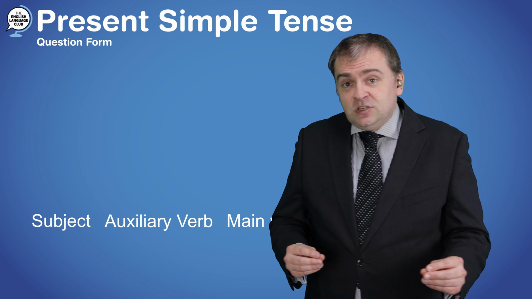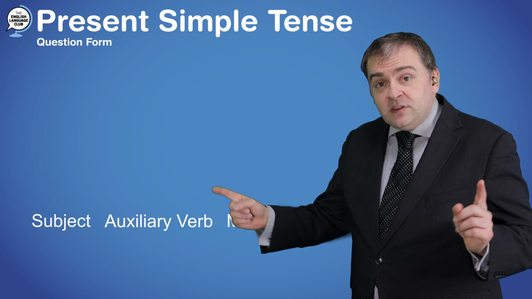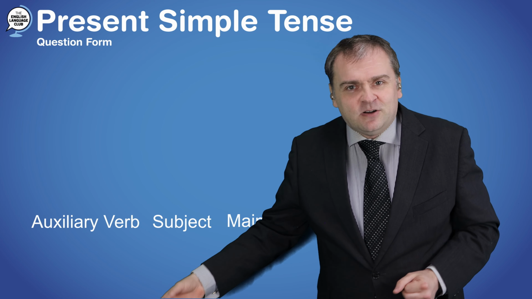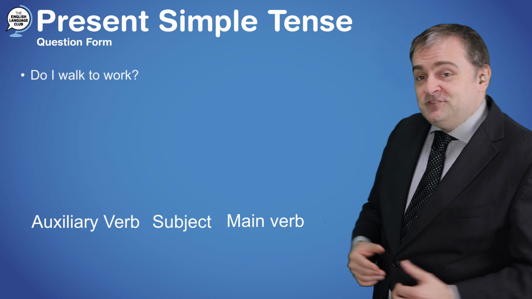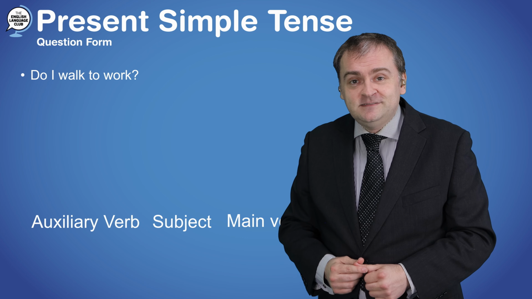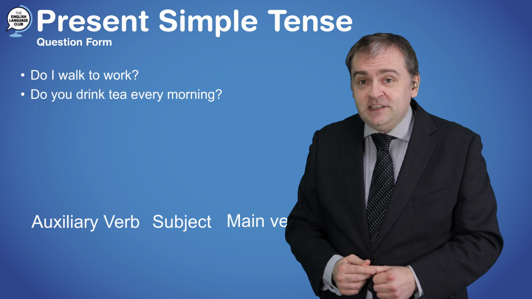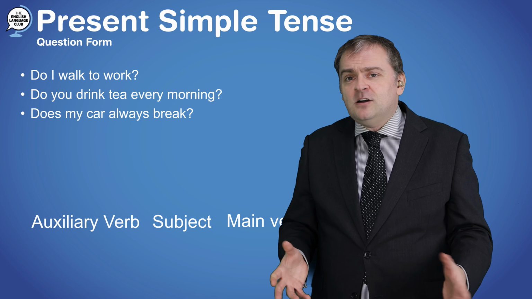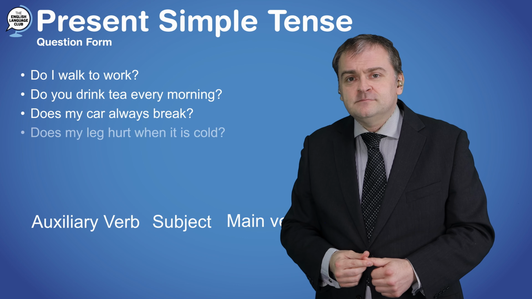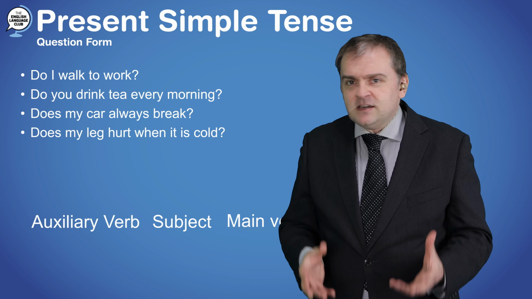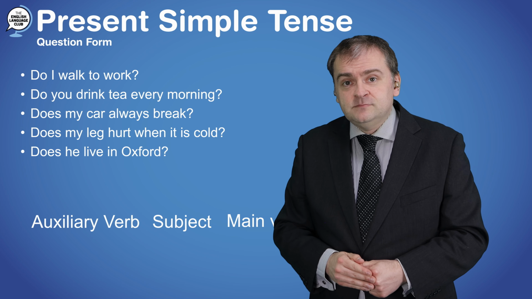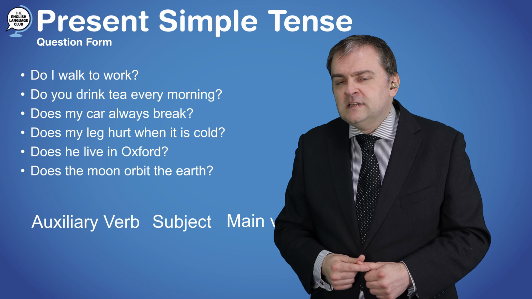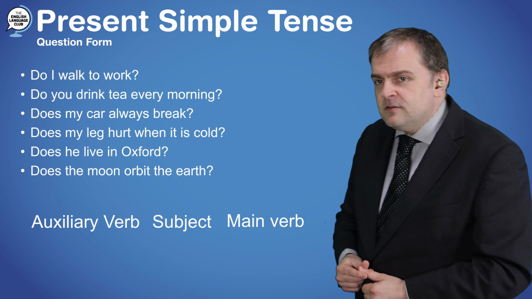For questions, we simply swap the subject and auxiliary verb and add a question mark. Do I walk to work? Do you drink tea every morning? Does my car always break? Does my leg hurt when it's cold? Does he live in Oxford? Does the moon orbit the earth?